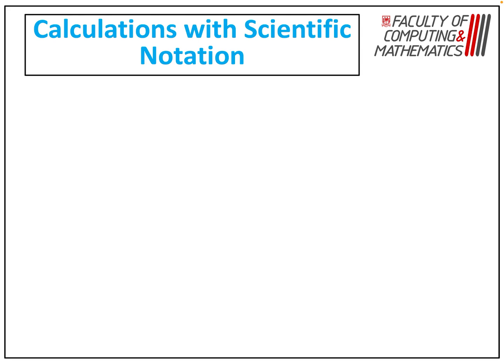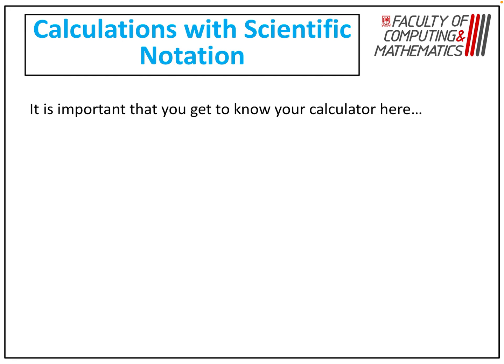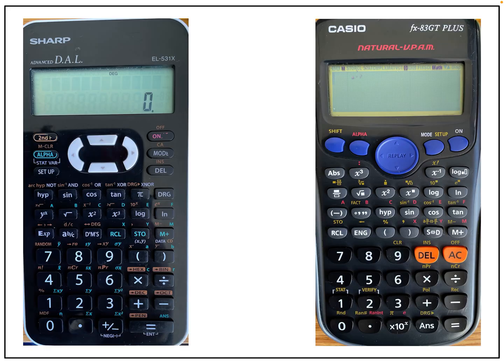We need to be able to, in National 5, look at calculations in scientific notation. To do this, you need to get to know your own calculator. There are many different models that you could be using here. What I have selected are just two of the most popular models that we see at the moment. There might be different colours, but Sharp and Casio tend to be the most common calculators that we see in school. So if I wanted to type in my calculator, let's say, 3.2 times 10 to the power of 6.